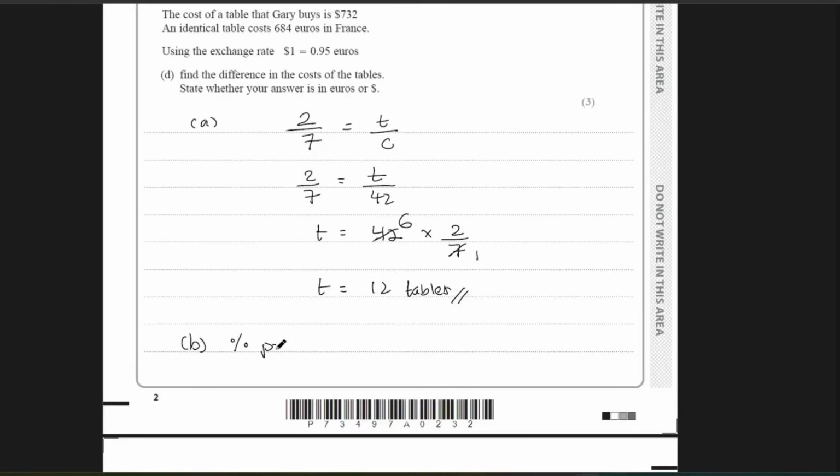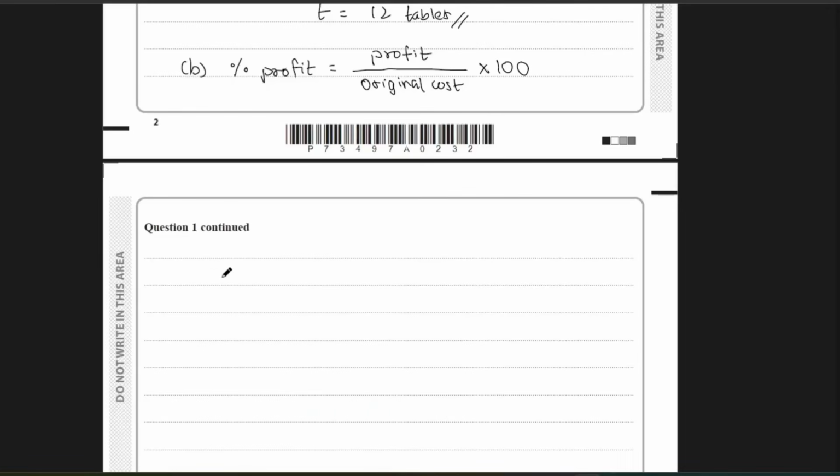Percentage profit equals, how do we set up the equation for percentage profit? The profit divided by the original cost. This is the fraction of the profit based on the original cost. And we want to convert this fraction to a percentage. So what do we do? We multiply by 100. So let's put the values in this formula.